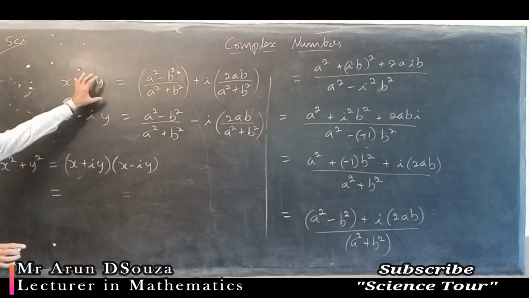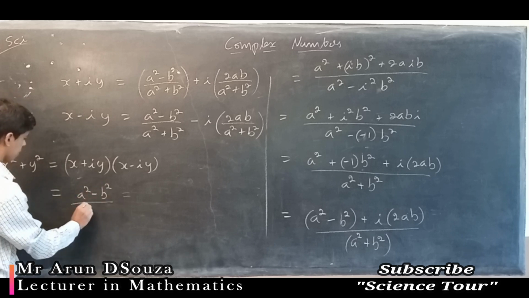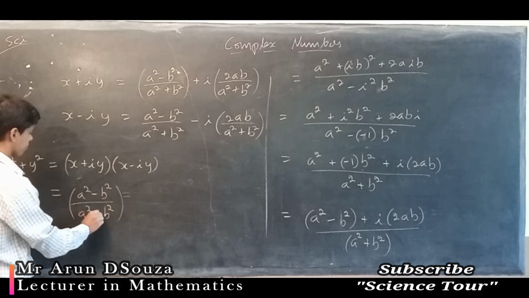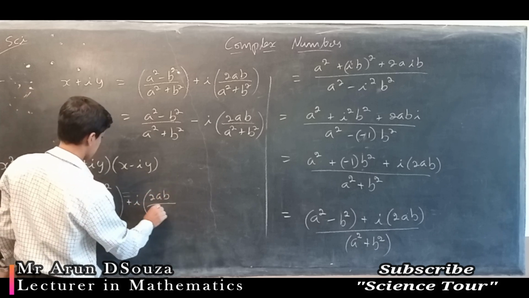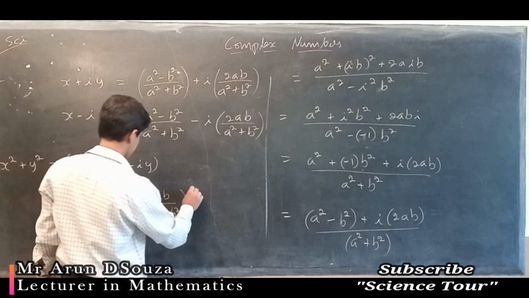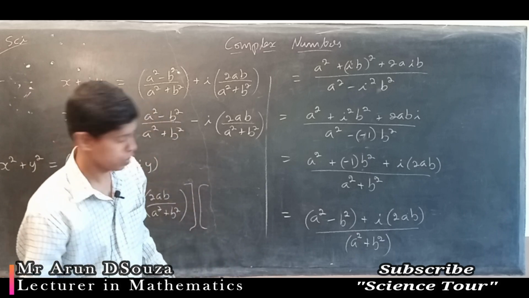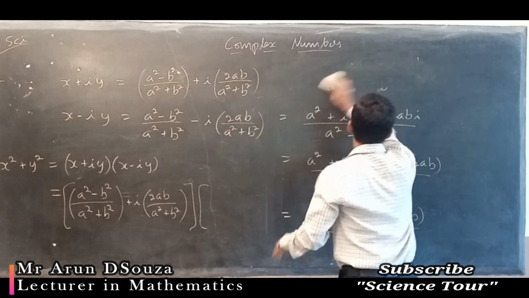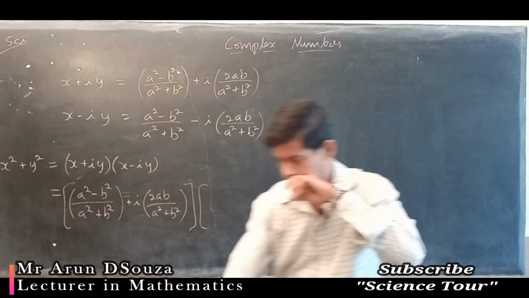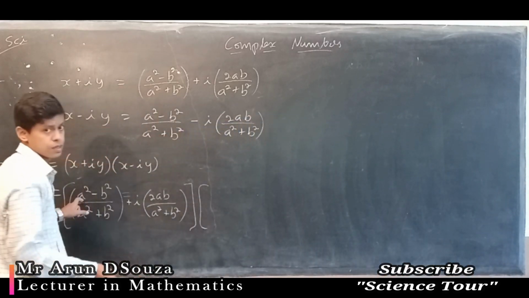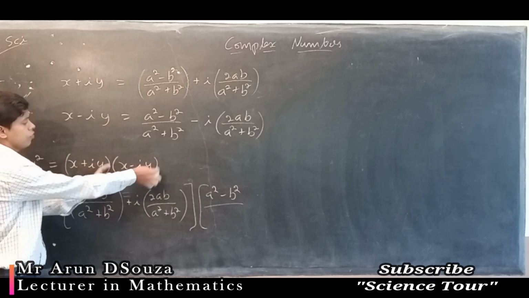Well, now substitute. So this is a square minus b square divided by a square plus b square plus i into 2ab divided by a square plus b square into, so I'll just erase this. Okay, so this is a square. See what I'm writing now, x minus iy.